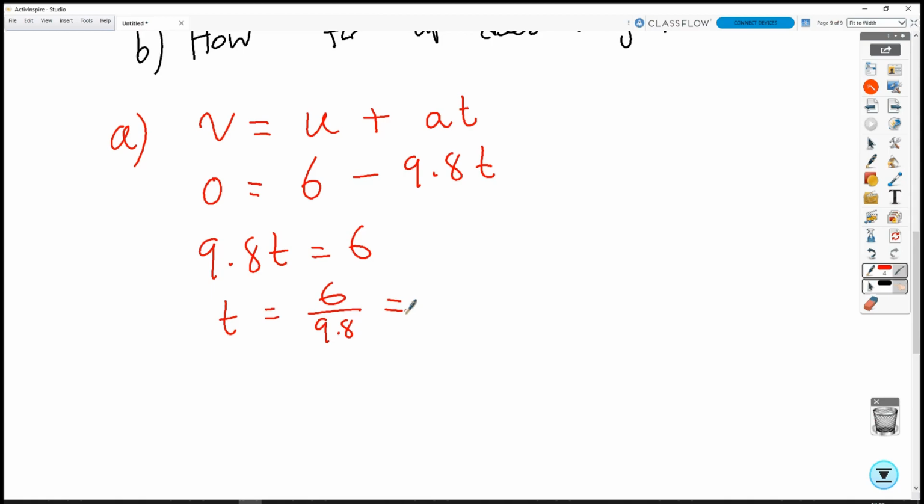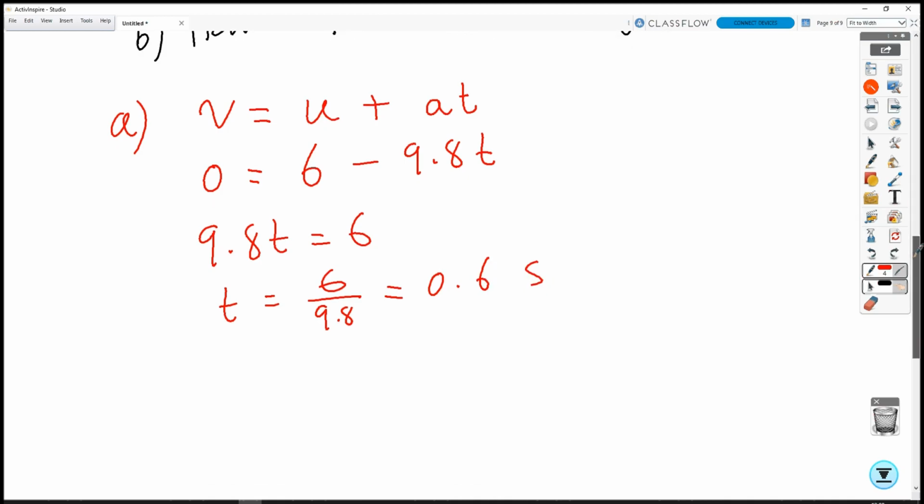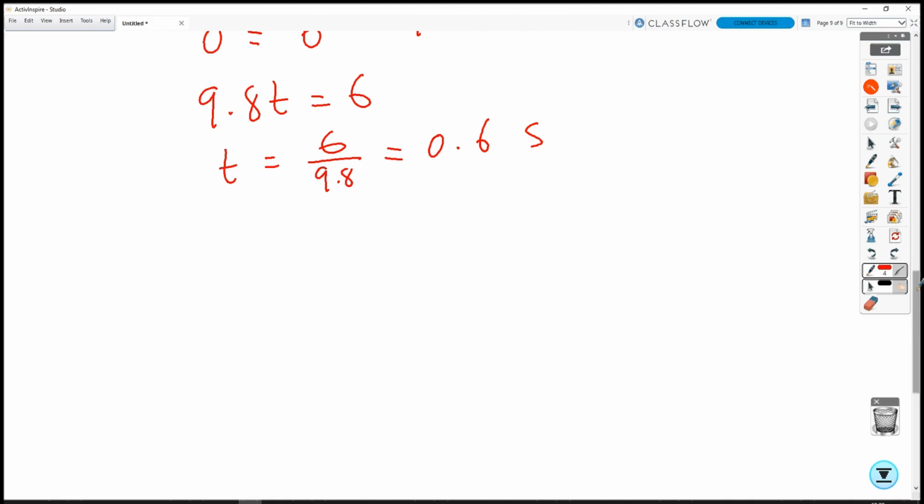And that equals to about 0.6 seconds. Then, part B. Part B asks for how high does it go. So you can solve this in multiple ways. Now that we have a value from part A, we can actually use that to work it out. But my recommendation is, if it's possible not to use a value that you calculated, because you might have calculated it wrong, try to use a way that doesn't rely on the value that you just calculated.